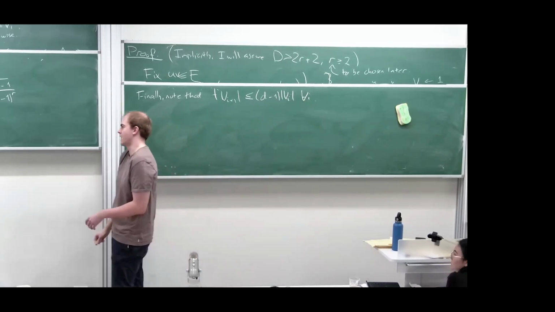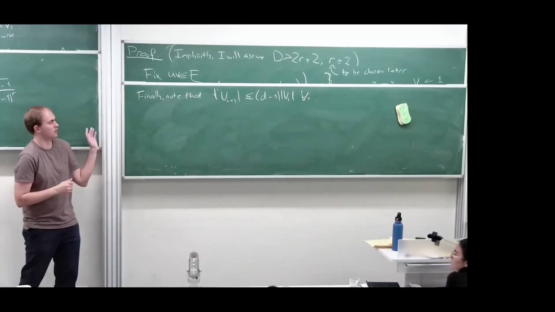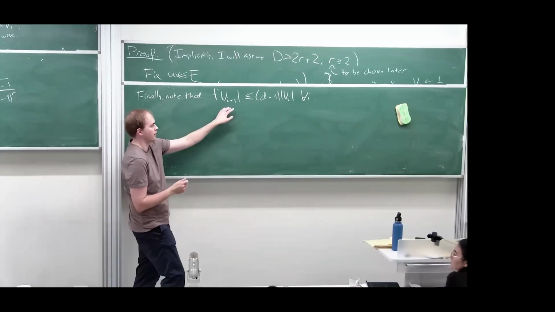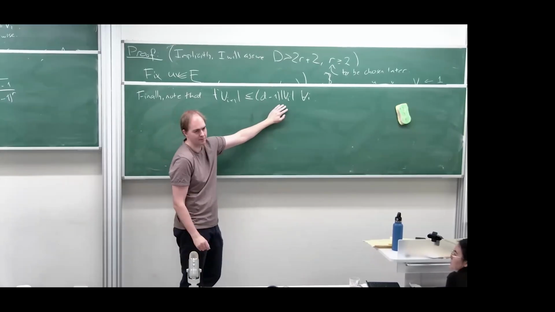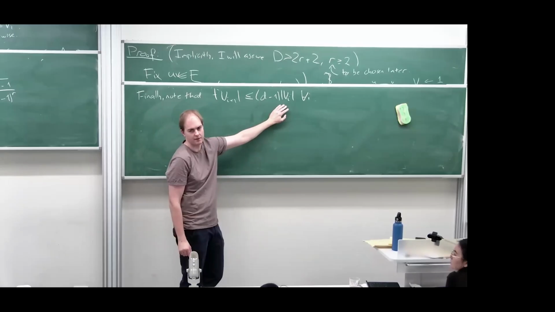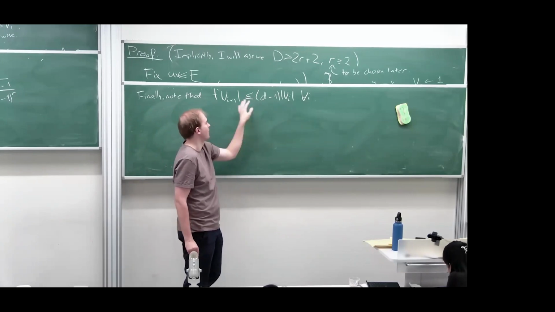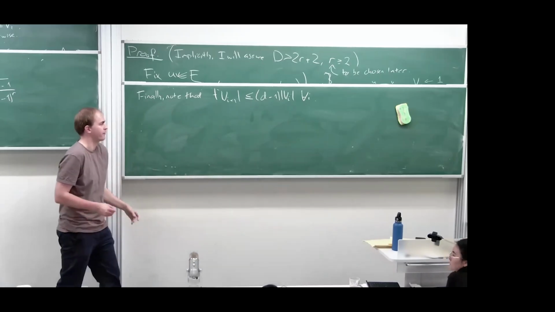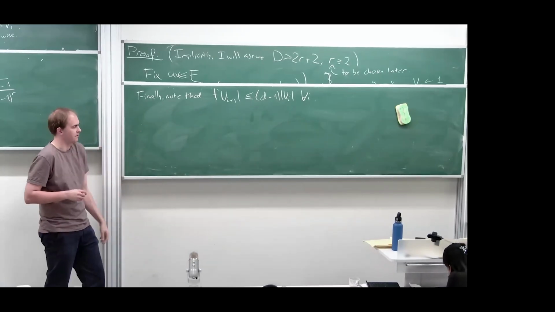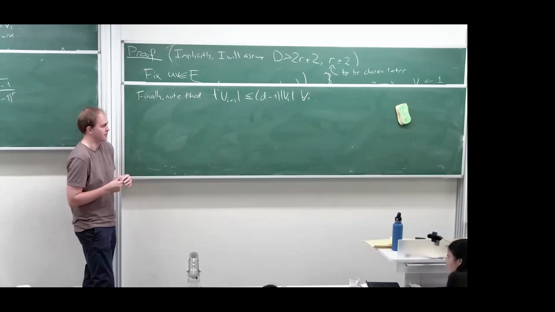Finally, we know that the size of B_{i+1} is at most d minus 1 times the size of B_i. Why? Because everything in B_i sends at least one edge to B_{i-1}, and still they have d minus 1 other neighbors. In the worst case, all of them are in B_{i+1}, which gives the upper bound for B_{i+1}, if they all have generally distinct neighbors there.